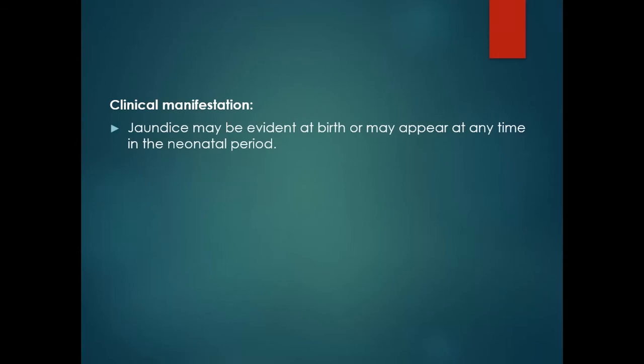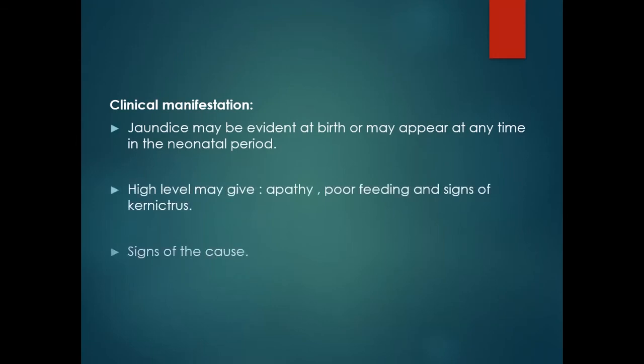Clinical manifestation: jaundice may be evident at birth or may appear at any time in the newborn period. High levels may give apathy, poor feeding, and signs of kernicterus. Signs of the cause.